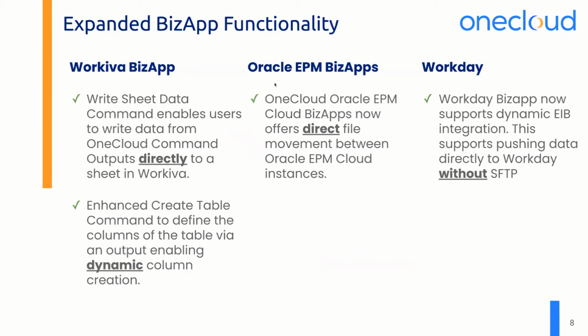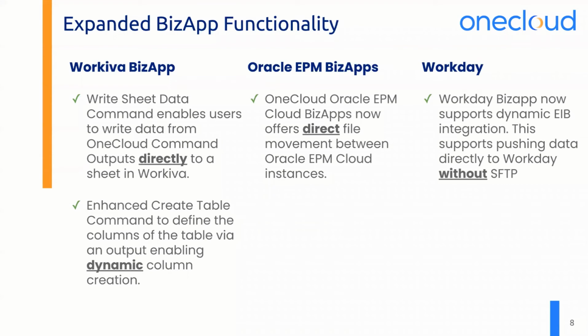Other expanded Biz App functionality that we've added is a write sheet data command for Workiva. Previously, we just had a command to overwrite an entire spreadsheet within Workiva. With this command, you're actually able to select a region within your spreadsheet and directly write data to that region while leaving all of the other cells in place.